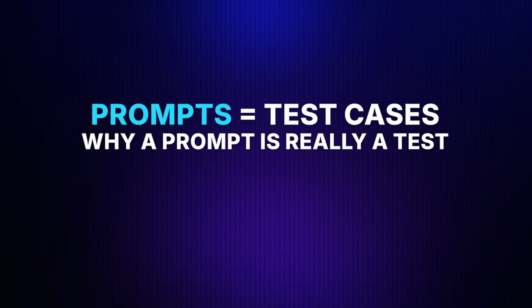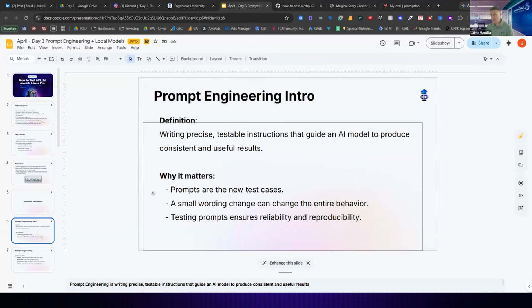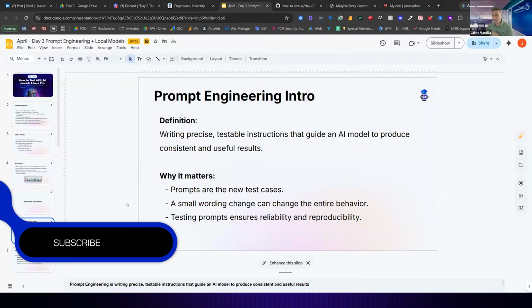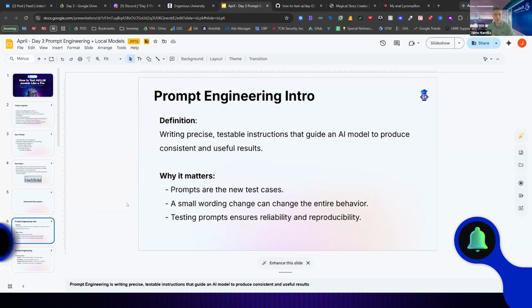So for prompt engineering, the definition here is writing precise, testable instructions that guide an AI model to produce consistent and useful results. Why this matters? Because prompts are now the new test cases. A small wording change can change the entire behavior, and testing prompts ensures reliability and reproducibility.